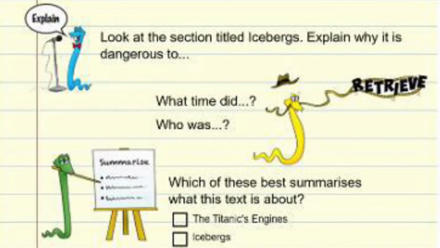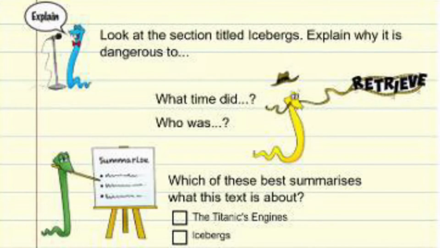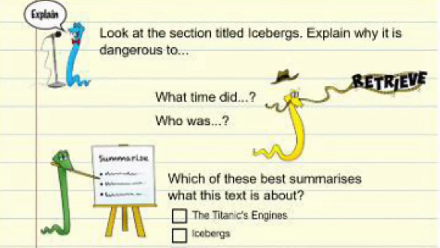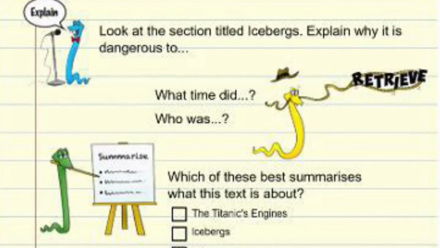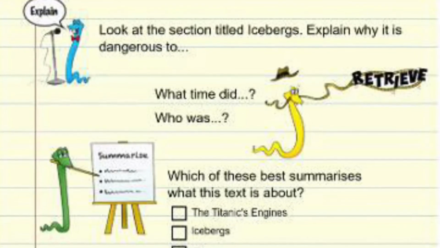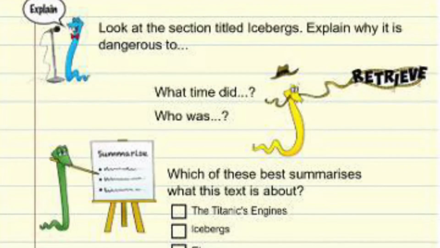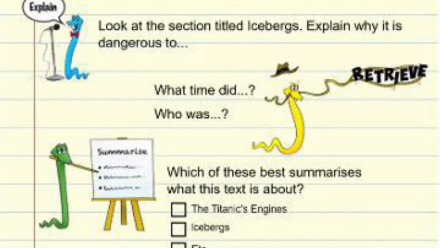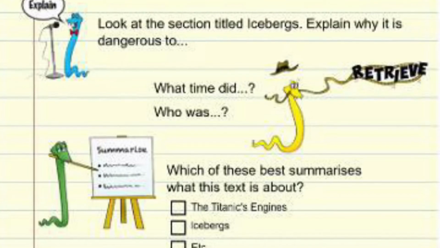Next up is an explanation question. My example is, look at the section titled Icebergs, which signposts the reader where to go. And then it says, explain why it is dangerous to blank. So you might put something like, explain why it's dangerous to sail near an iceberg. And then the explanation from the text would be using the word because and saying something along the lines of, there being 90% of an iceberg underwater, so you can't see it. So that would be a good explanation question to deal with that.